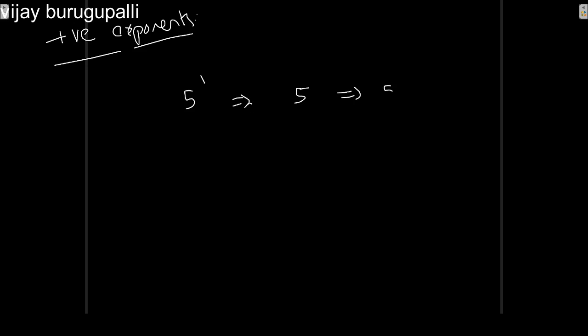Now let's discuss positive exponents. For example, if you have a base value of 5 and an exponent 1, that means you have to take 5 one time, so the value of 5 power 1 is 5. If you have 5 square, that means 5 power 2, we can write it as 5 into 5. Similarly, if you have 5 cube, we can write 5 into 5 into 5.